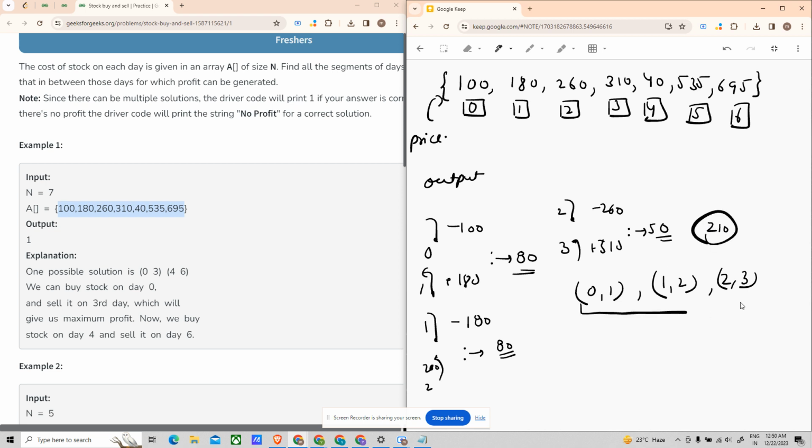Can this also be written as 0 to 3? It can be written as 0 to 3 also: buy the stock on day 0 and sell it on day 3. Would the profit still be 210? Yes, 310 minus 100 is 210. So it is saying both the answers are correct. Whether you submit 0 to 1, 1 to 2, 2 to 3, or you submit 0 to 3, both answers are correct. So let's see how we are going to approach this problem.